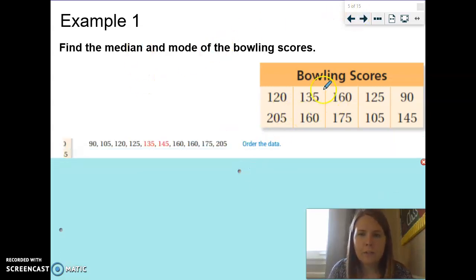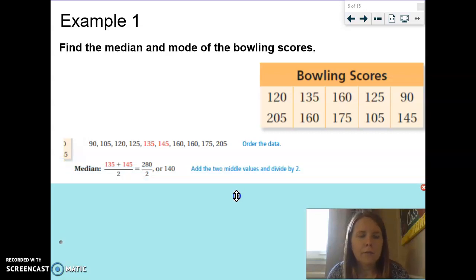All right, the first thing to do is make a list of the values from smallest to biggest. In this case, 90 was the smallest, then 105, 120, 125, 135, 145, 160, 160, 175, and 205. Again, most of this should be review. I believe you should have learned this as early as 4th grade, maybe even 3rd grade.